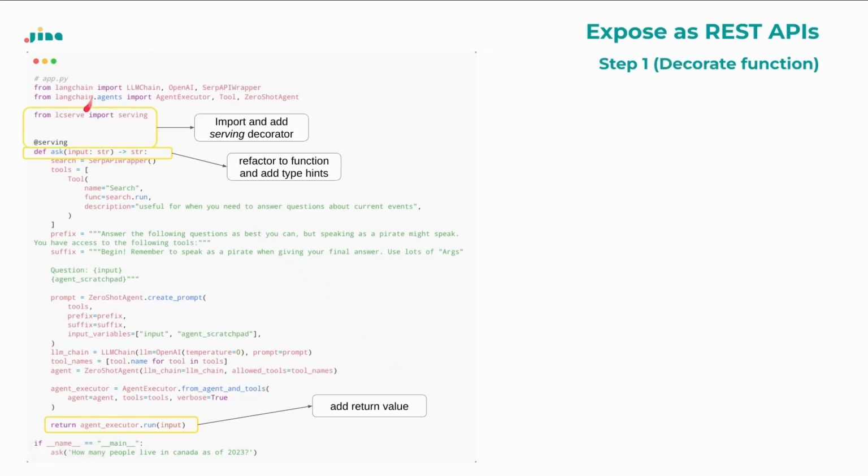Lastly, we import the serving decorator from lcserve. This is a decorator that the LangChain-serve Python module provides. You import that and add it to the ask function that we just defined. This is also to show that we can run the ask function as is, like before, on your local.